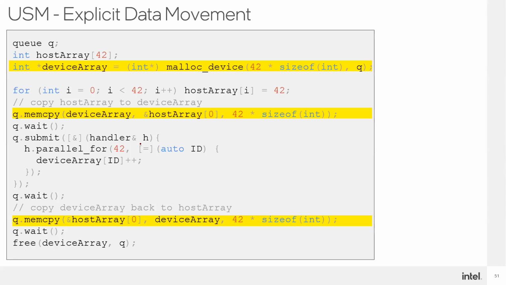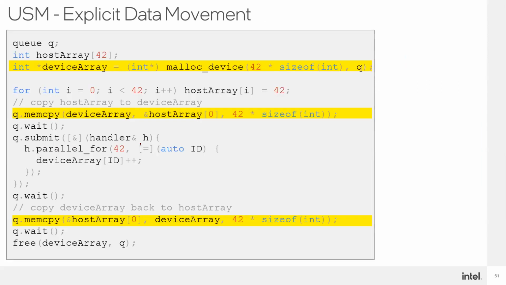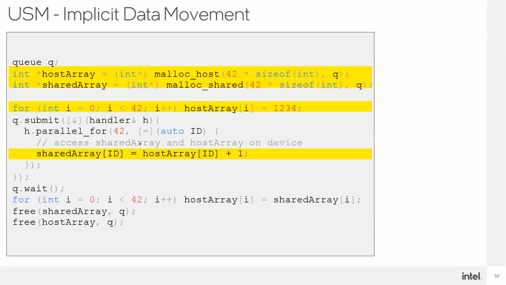Any questions? Igor, if you go back to the slide, the host allocation type is confusing, that it is accessible from the device. Yeah, it means... I will have an example further. Okay, let me show this implicit data movement.